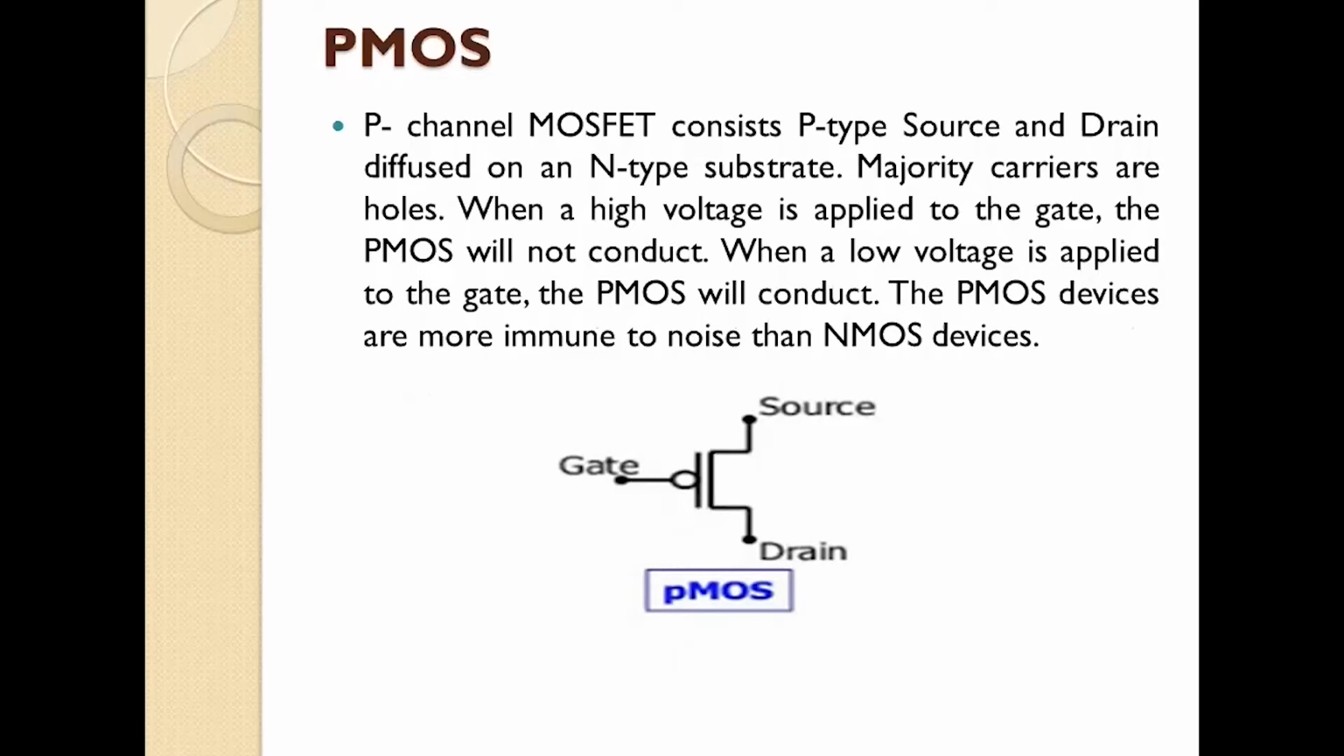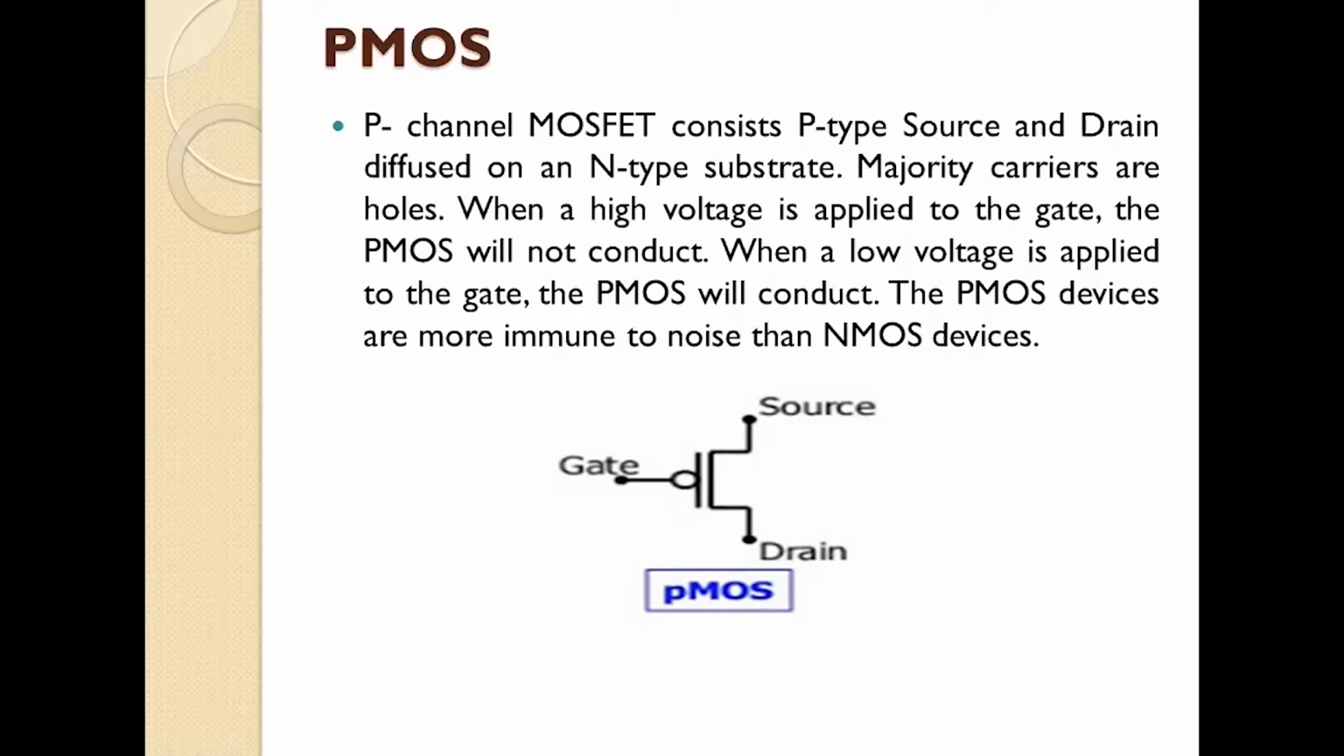Clear? This is the symbol of your PMOS. Same three terminals: gate, source and drain. The difference is this bubble. That is the main difference between your NMOS and PMOS. For your NMOS, the substrate is P-type and the majority charge carrier is electron. For your PMOS, the substrate is N-type and the majority charge carrier is holes.